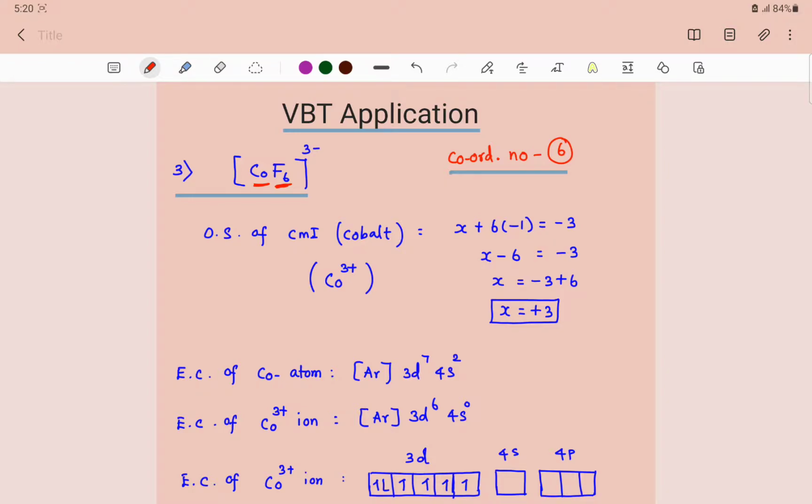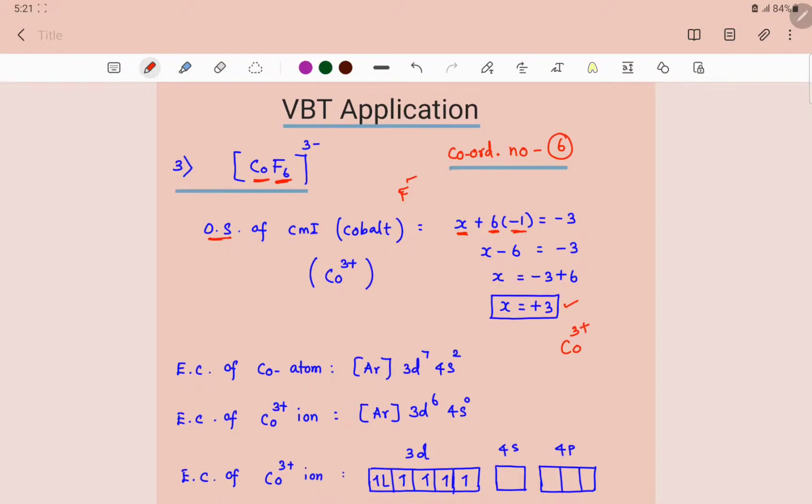First, as usual, let us find the oxidation state of the central metal ion, cobalt. Let it be X. Then 6 fluoride ligands, each with charge minus 1 because fluoride is F minus. So 6 into minus 1 plus the oxidation number of the central metal ion is equal to the net charge carried by the complex ion, which is minus 3. So finally you get X equal to plus 3. In this complex, the central metal cobalt is in the 3 plus oxidation state.